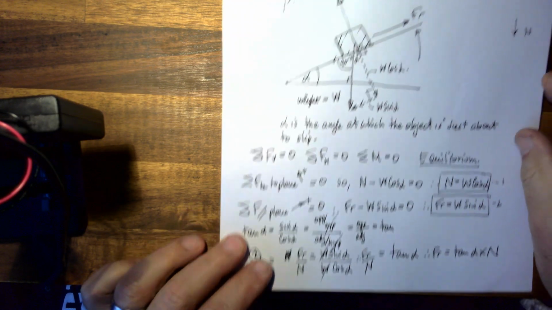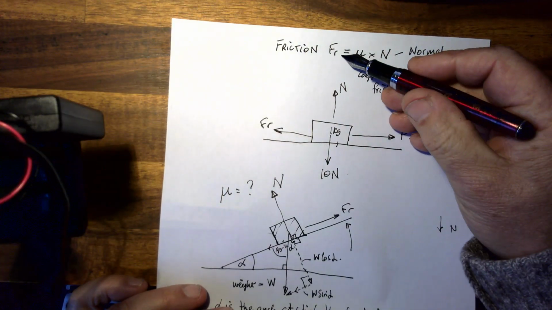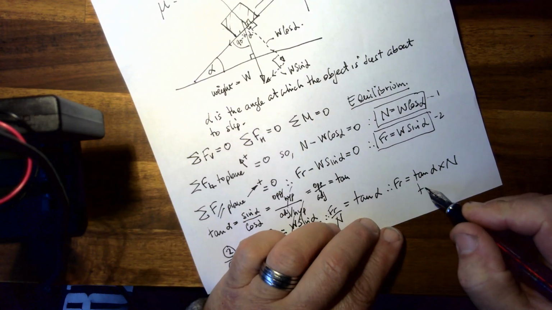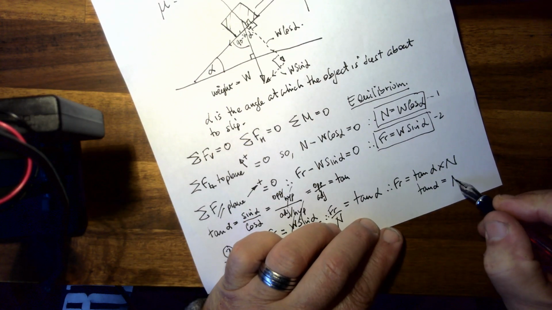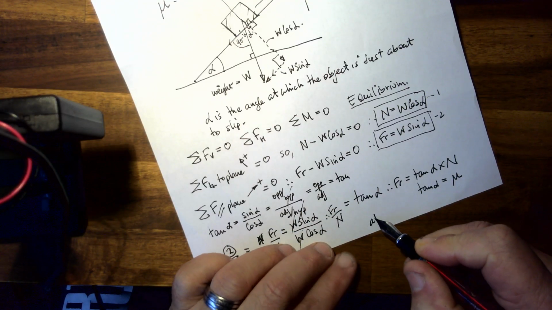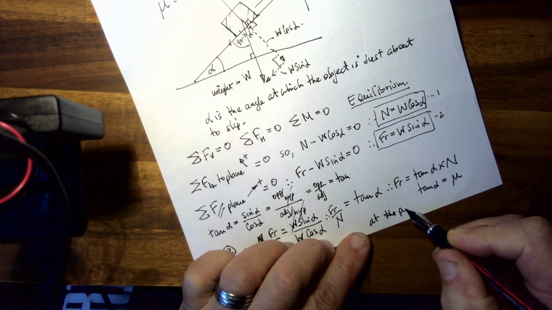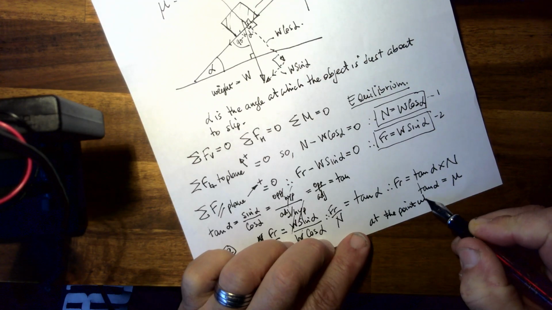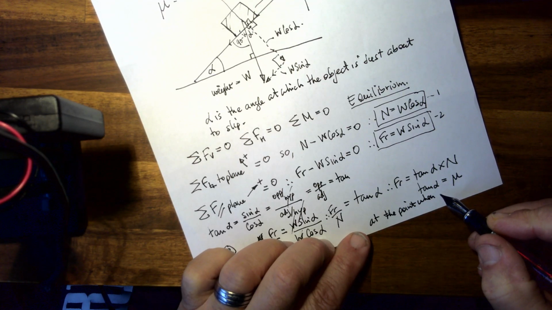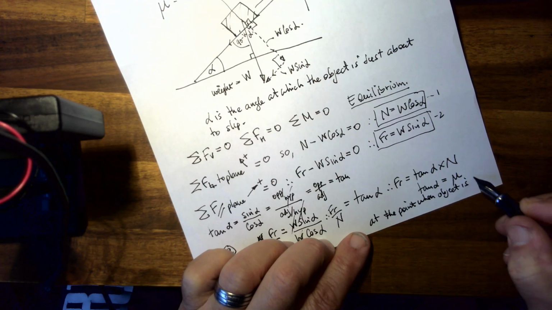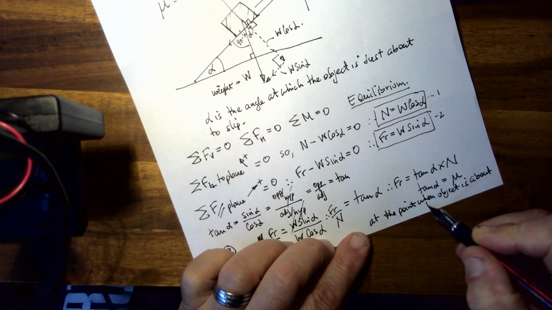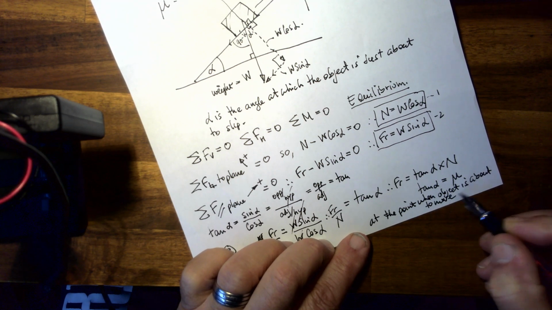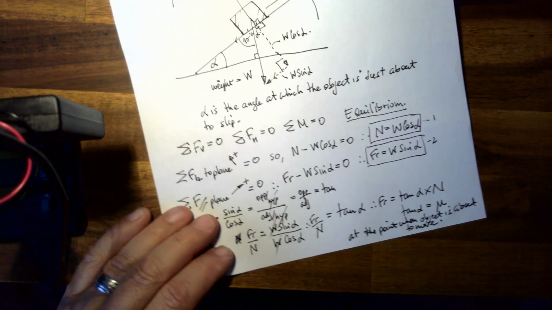And of course we know right from the top here that FR equals mu N, therefore tan alpha equals mu at the point when the object is about to move. That's very important to note. So it's a case of limiting friction. Does that make sense now?